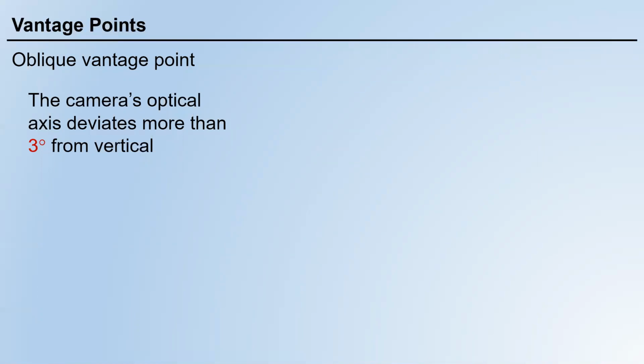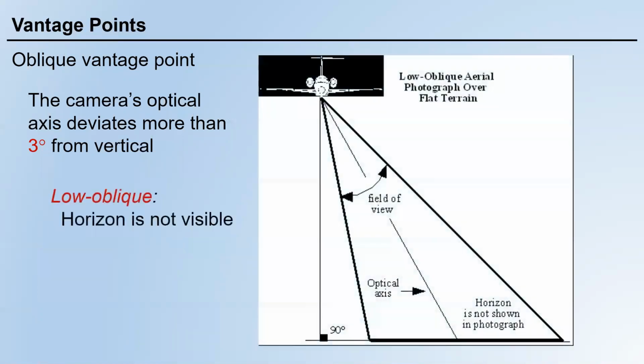Okay, the camera's optical axis deviates more than 3 degrees from vertical. This is the situation here. Again, the plane is flying towards you, but the camera is not looking at the ground right below the plane. It is looking aside, looking away from the area right below the plane. Okay, it is looking away.